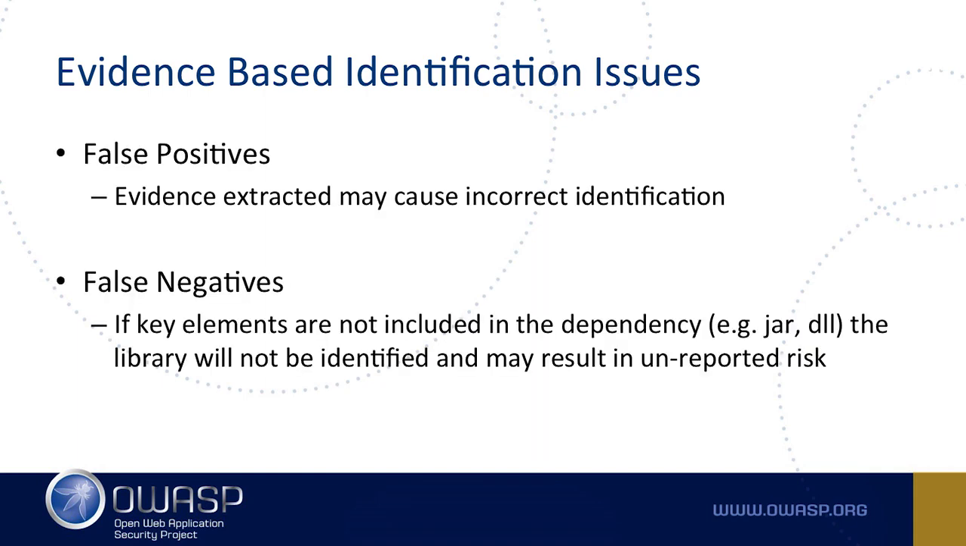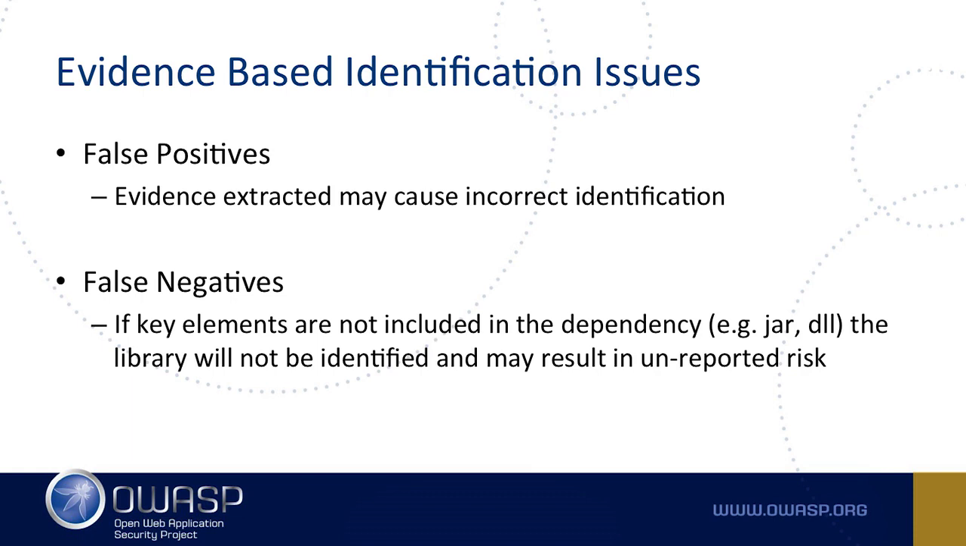So the two issues with this evidence-based identification: false positives. Sometimes the evidence extracted from the libraries leads us to point at a different CPE. Usually, like 99% of the time when these false positives crop up, and I'll hopefully show you one here in a minute, they're obvious. It's something like file.jar is identified as the Solaris file system or something like that. It's just a false positive.